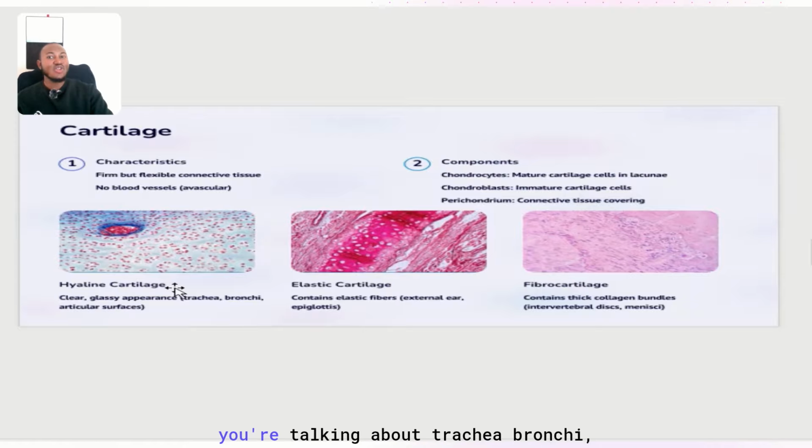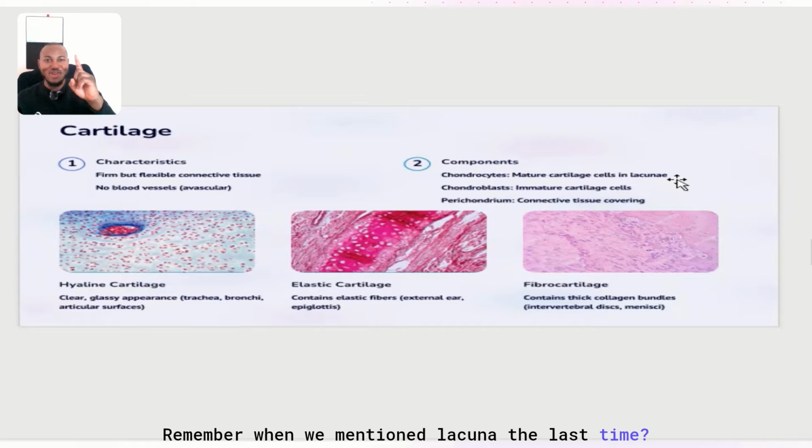When you're talking about hyaline, you're talking about trachea, bronchi, right? Then when you're talking about fibro, you're talking about the intervertebral disc, because they are thick collagens. And remember what we discussed about the components. We say chondrocytes, chondroblasts. Chondrocytes, mature cartilage cells, found in where? Lacuna. Remember when we mentioned lacuna the last time?